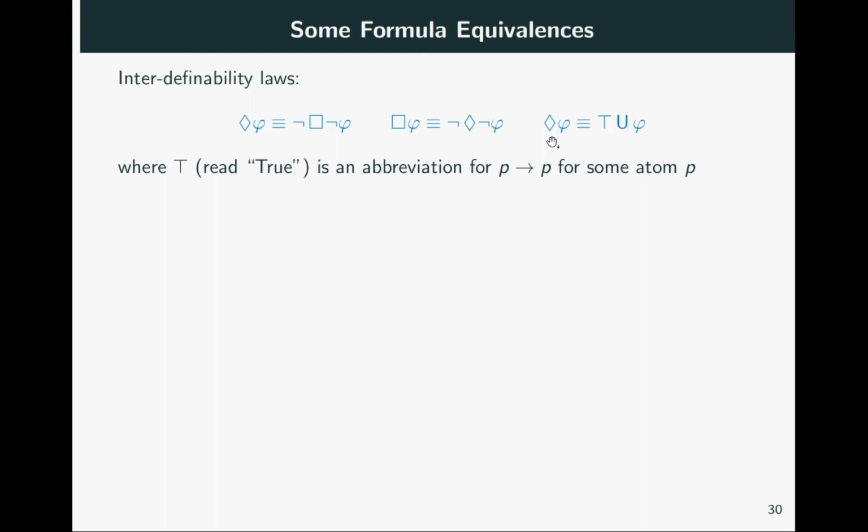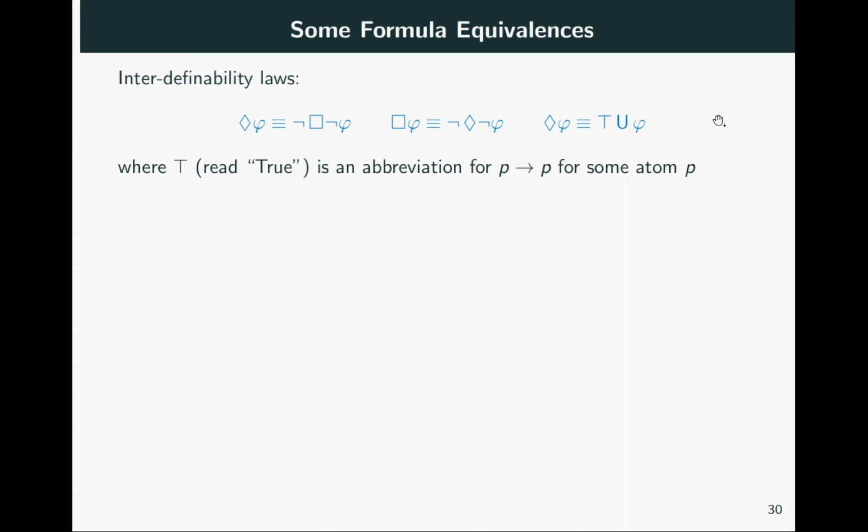Now, this last law here shows that eventually can be defined from until. First, let's clarify what this formula true is. This is just an abbreviation for P implies P for some atom P. So it's just a formula that is going to be unconditionally true.